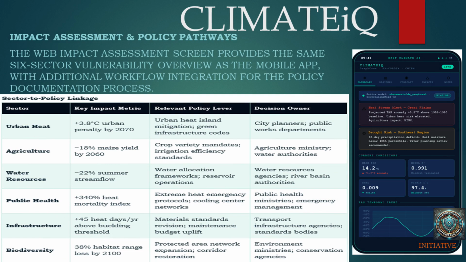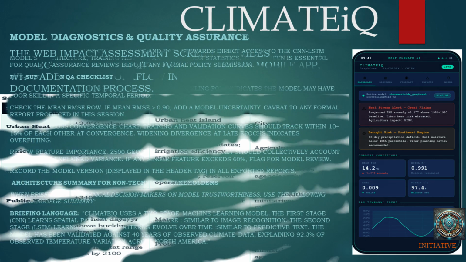Impact assessment and policy pathways. The web impact assessment provides the same 6-sector vulnerability review as the mobile app, with additional workflow integration for the policy documentation process. You can see about 4 columns here: the sector, the key impact metric, the relevant policy lever, and the decision horizon. The sectors are urban heat, agriculture, water resources, public health, infrastructure, and biodiversity, and you can see typical descriptions for each of these items.